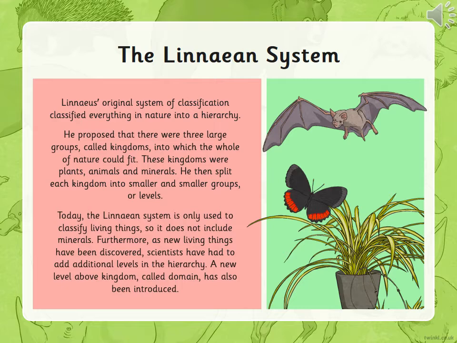Today, the Linnaean system is only used to classify living things, so it does not include minerals. Furthermore, as new things have been discovered, scientists have had to add additional levels in the hierarchy. A new level above kingdom, called domain, has also been introduced.